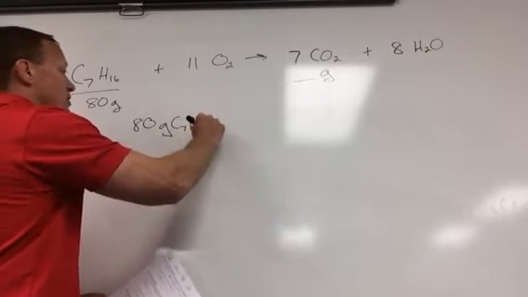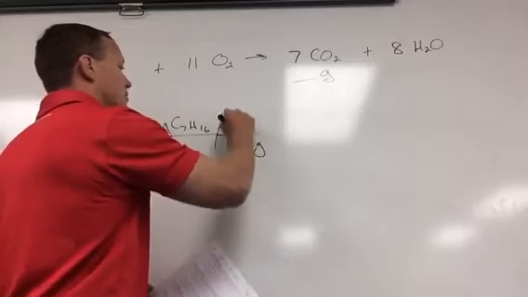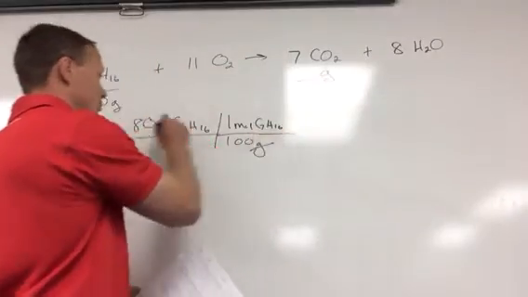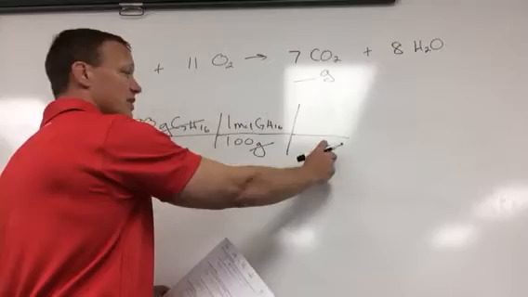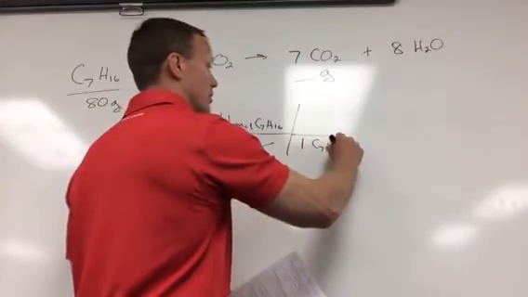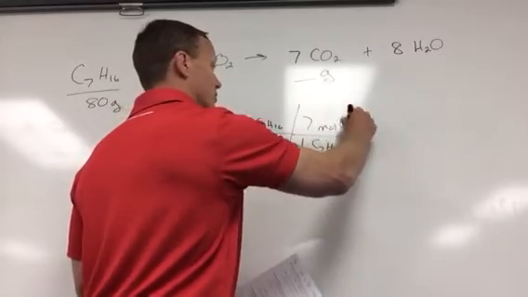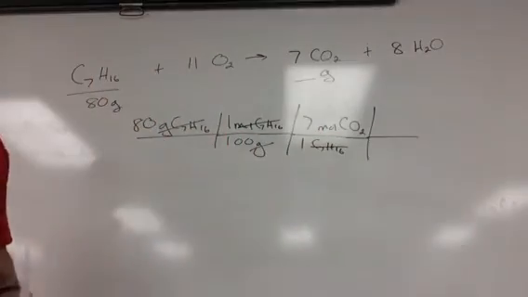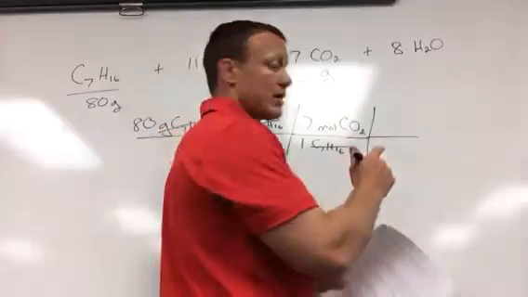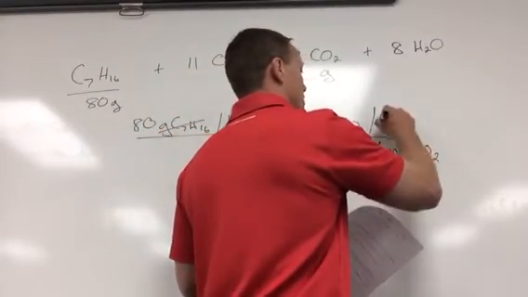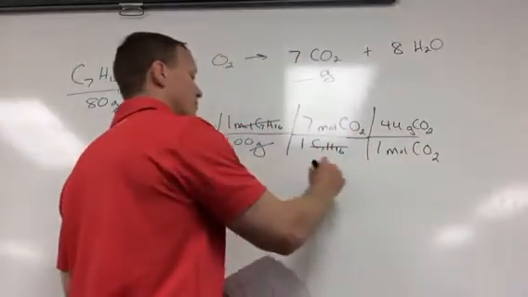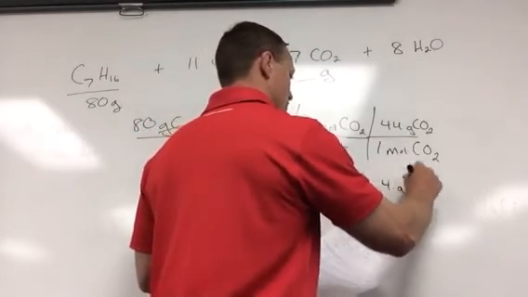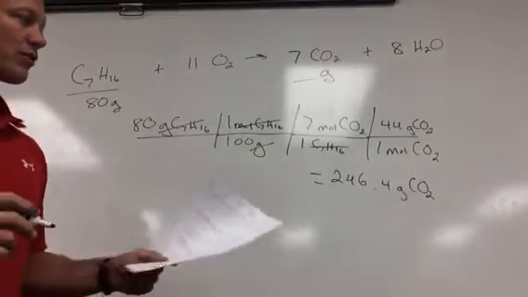So 80 grams of C7H16. It's 100 grams per mole of that compound. So just looking that up off the periodic table, it's 100 grams per mole of C7H16. Again, labels cancel. Moles of C7H16 down here, for every 1 there's 7 moles of CO2. And every mole of carbon dioxide is 44 grams. So when we do that, we get 246.4 grams of CO2. Again, that's the theoretical yield.